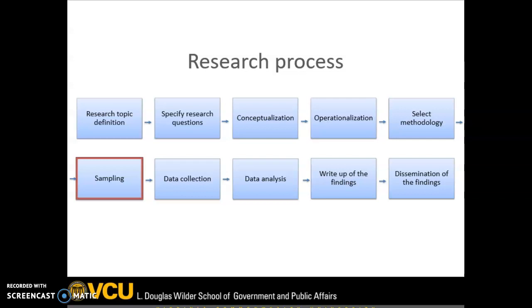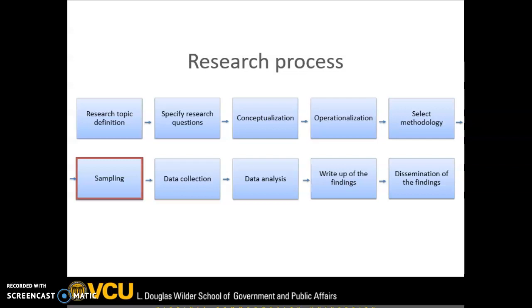This slide places sampling in the research process. I have talked about the research process in my earlier lecture, but here's a brief recap to remind you. We first start the research process with a definition of a research topic. We then specify the research questions. The next step is conceptualization, specifying what we mean by a term that is the focus of our study. We then operationalize key variables, defining how each concept is measured and observed.